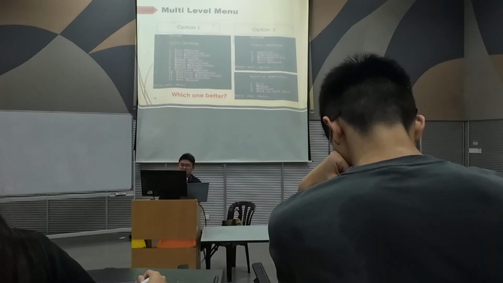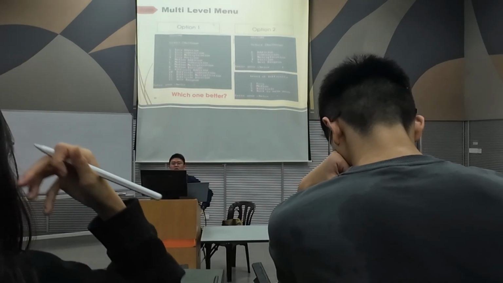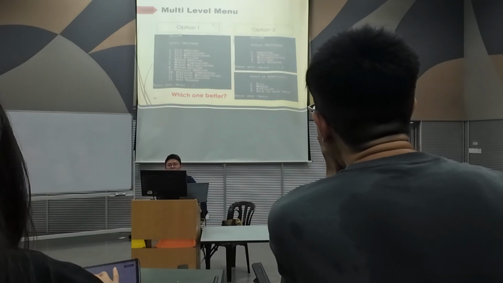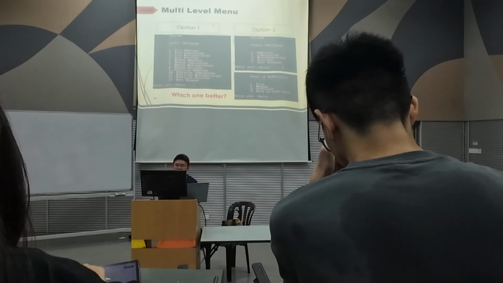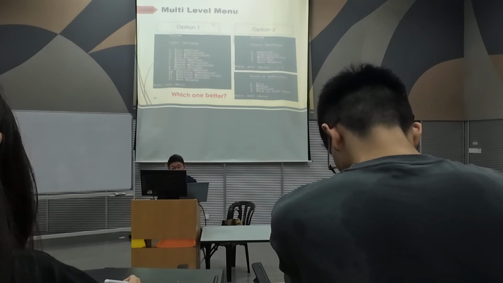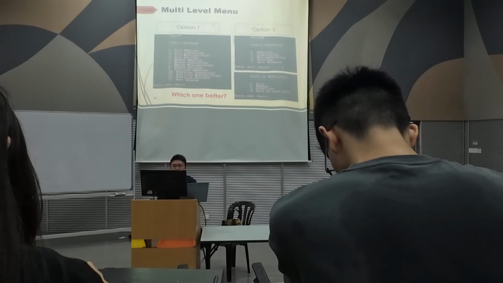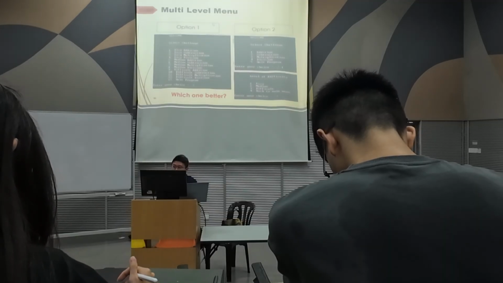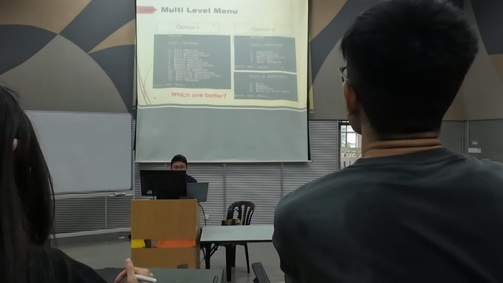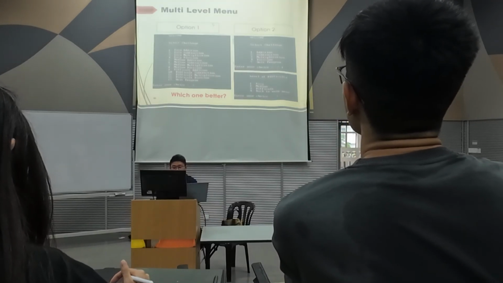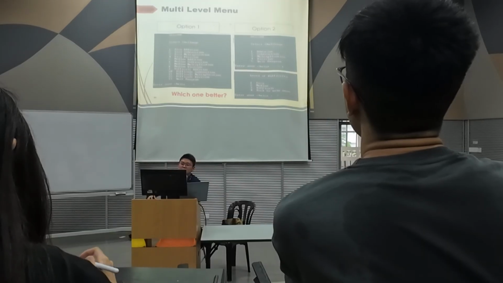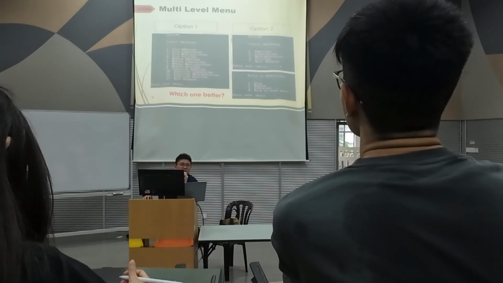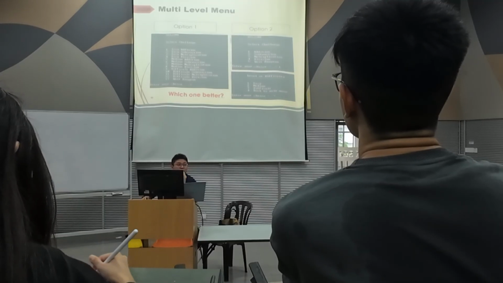If you look at these samples here, the left one is a single level menu. Option 2 is a multi-level menu. Which one is easier to see? I think option 2, right? In option 2, you break down to a simpler and shorter menu for the user to select. If you look at this single level menu here, there are a lot of redundant options.